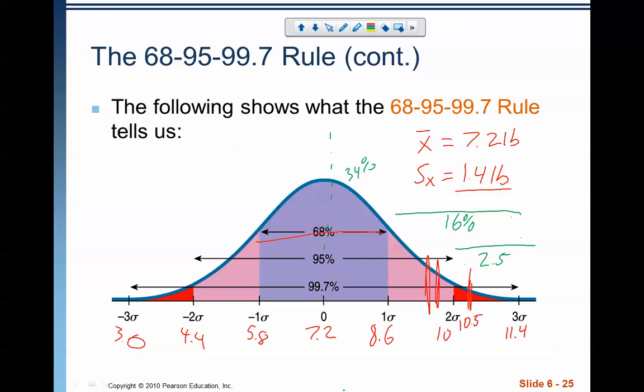So we can break it down by percents, right? We can break down each individual section. We can add up sections. And it allows us to sort of quantify that data a little bit.